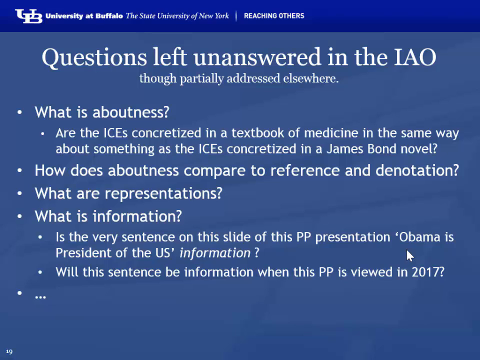All right, now IAO doesn't say very much about aboutness, and so that's what I'm going to be talking about now. So the first question is, what is aboutness? And the big question here is, is the expression James Bond about anything? Or Sherlock Holmes, or Higgs boson, assuming that we hadn't found it.